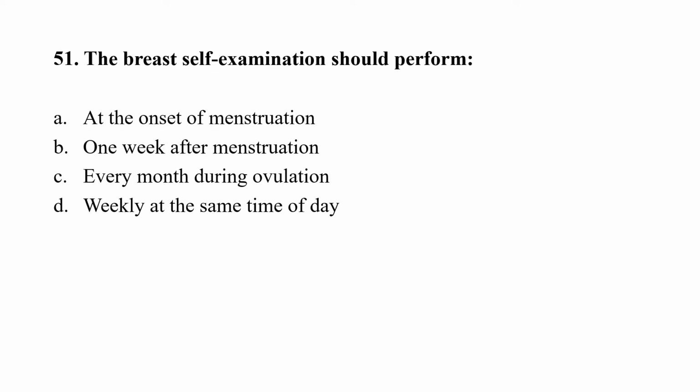Question number 51. The breast self-examination should be performed: Option A, at the onset of menstruation. Option B, 1 week after menstruation. Option C, every month during ovulation. Option D, weekly at the same time of the day. The correct option here is option B, that is 1 week after menstruation.